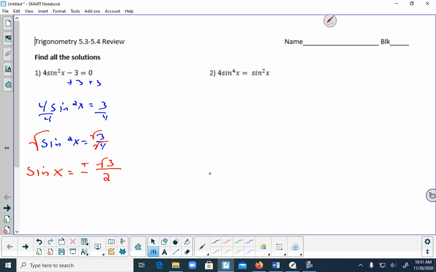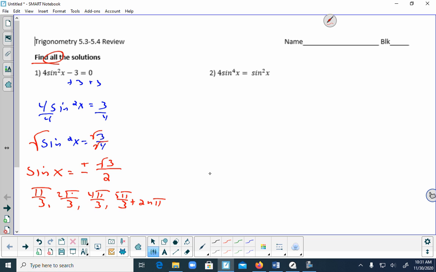I'm asking myself, when is the sine of x equal to the square root of 3 over 2? And that happens with anything with a denominator of 3. So that's going to be pi over 3, 2 pi over 3, 4 pi over 3, and 5 pi over 3. Going back up, I check the directions. It wants all solutions, which means I'm going to add 2n pi to those solutions because I'm going to go multiple wraps around my unit circle.